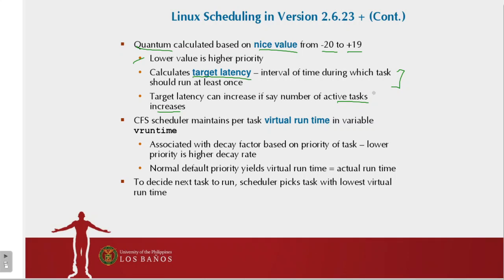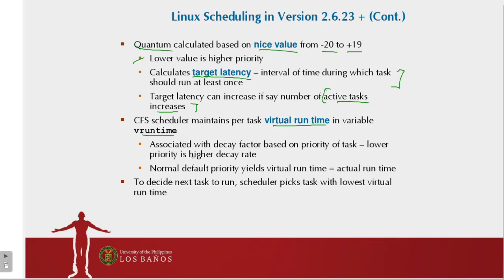So it considers the number of active processes. And the CFS scheduler maintains a per task virtual runtime in a variable called vruntime. So it's not actually a runtime, but rather an integer or some value that is incremented every time a process runs on the processor.